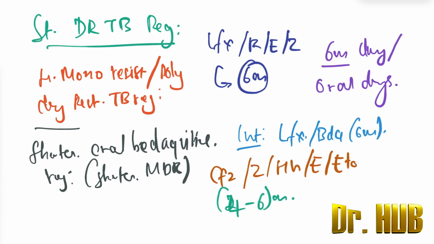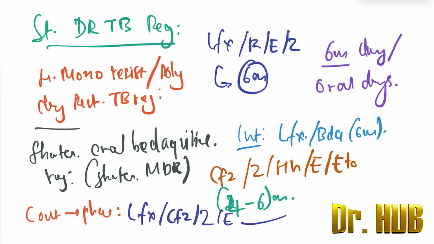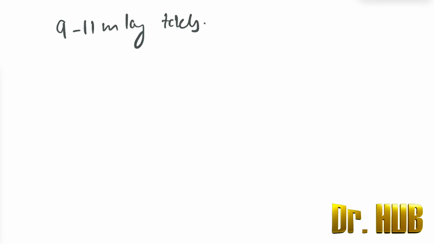Next we look at the continuation phase. In the continuation phase, what do we have? We have LFX, CFZ, Z and E. This is taken for 5 months. What we need to know is that the intensive phase is about 9 to 11 months long in total, and the injectables are used in the intensive phase.